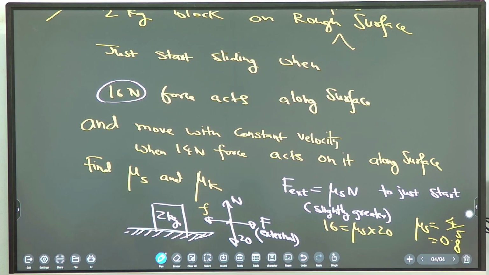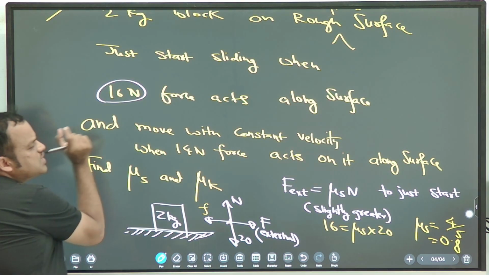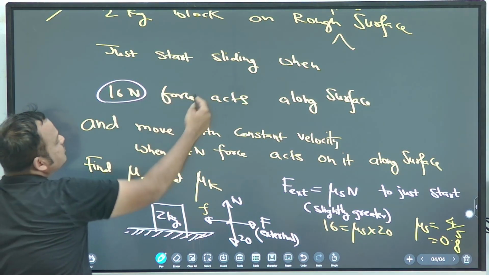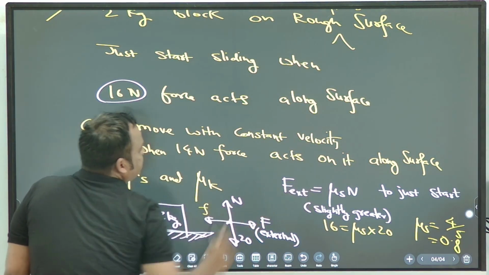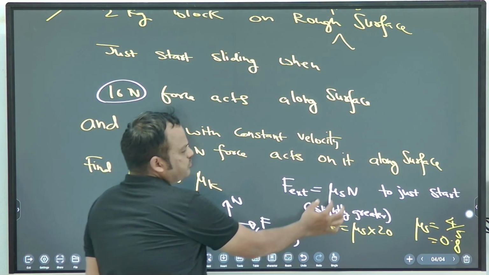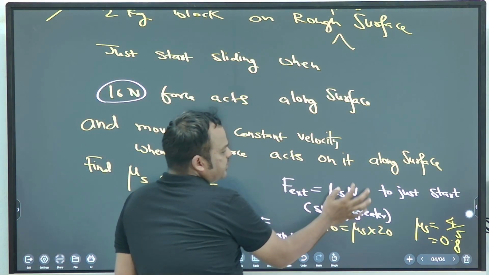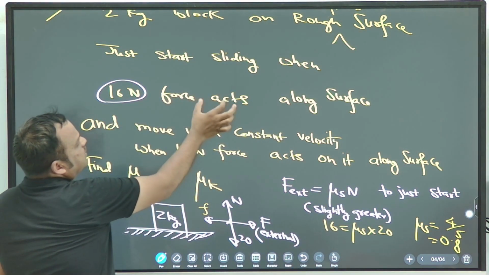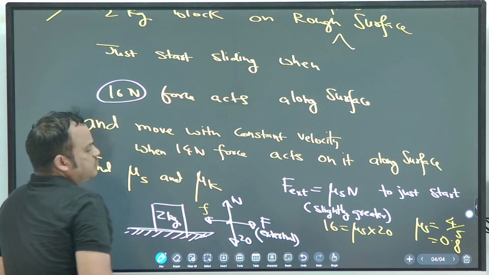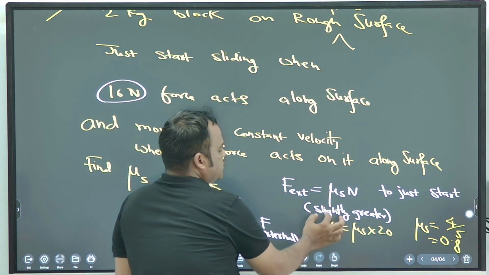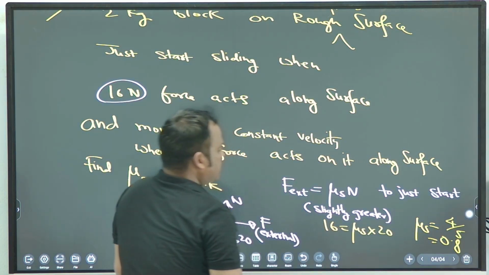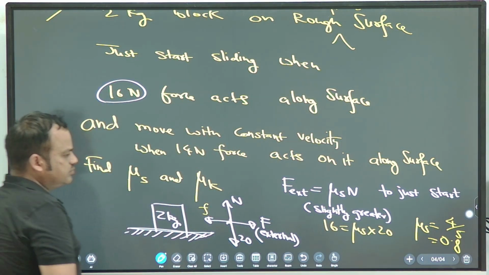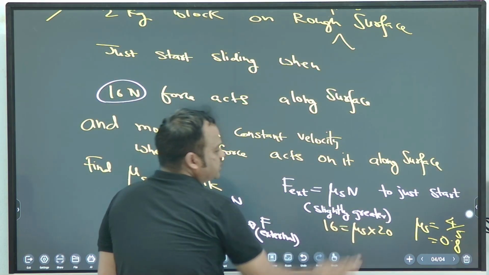Very clear? To just start, how much force is needed? Slightly greater than mu s n. For numerical purposes, you can take mu s n. So when 16 Newton is acting, it is just starting motion. So 16 is equal to mu s n. N is what? 20. Okay, mu s got.